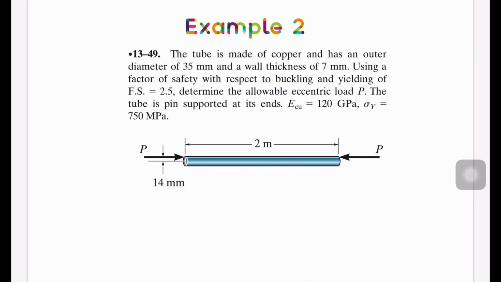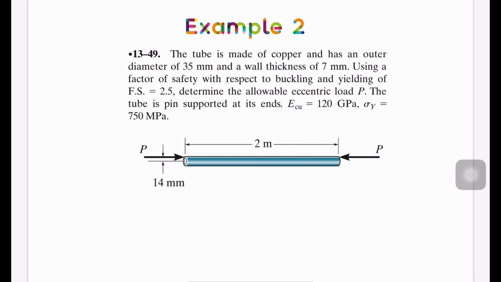In this video, I'll show you how to solve a problem related to eccentric loading, which is about the axial force not being parallel to the center of the column. So this is the question for example 2.